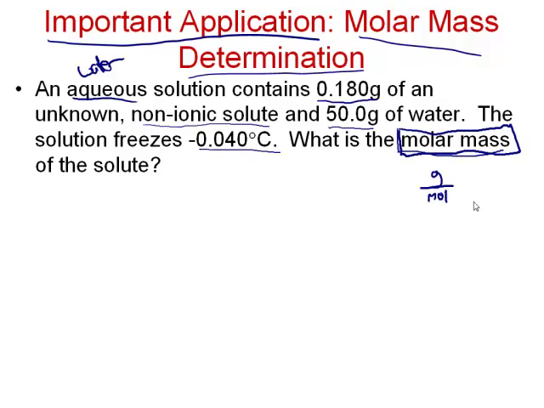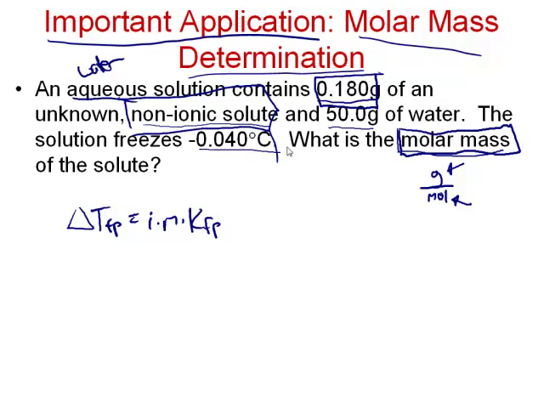So if I want to find the molar mass of an unknown, what I need to know is the mass of the sample and the number of moles that corresponds to. We have the mass of our sample: it's 0.180 grams of the unknown. What we need to find is the number of moles. We have freezing point depression data, so it makes sense to start with our freezing point depression formula. Delta T Fp is equal to i times m times K Fp. Now we know that this is a non-ionic solute, meaning that i is going to be 1. So we can just ignore this.